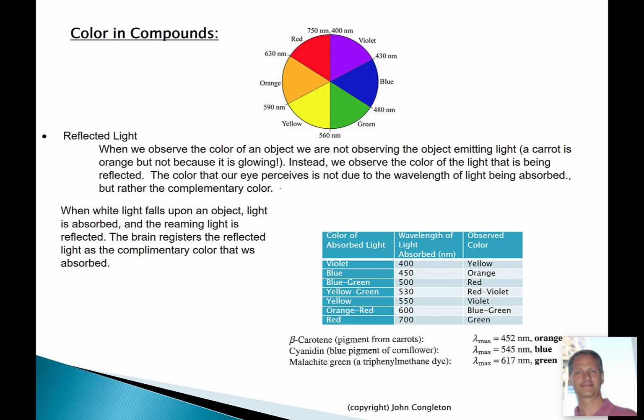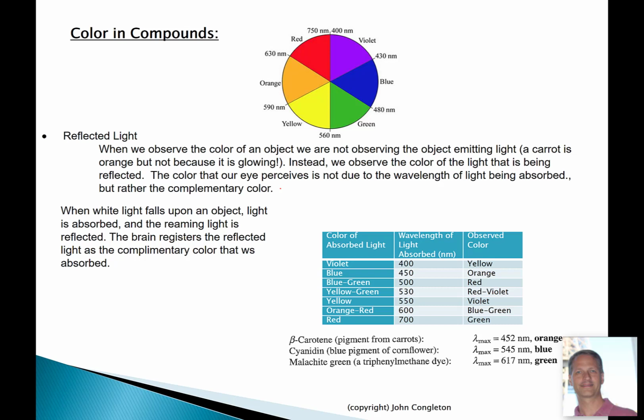If you turn the light off, there's no color there anymore, right? Instead, we observe the color of the light that's being reflected back to us. So the color that our eye perceives is in fact not due to that wavelength of light being absorbed, but rather the complementary color that's produced by that absorption.